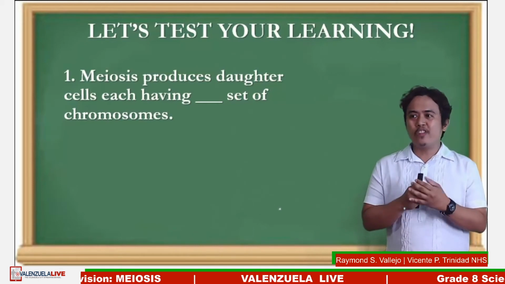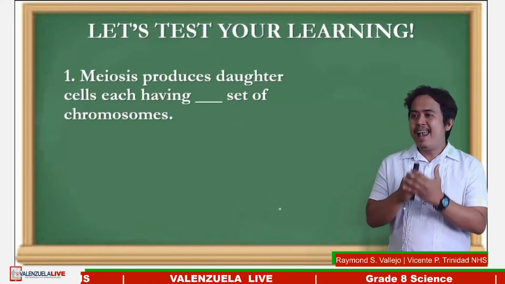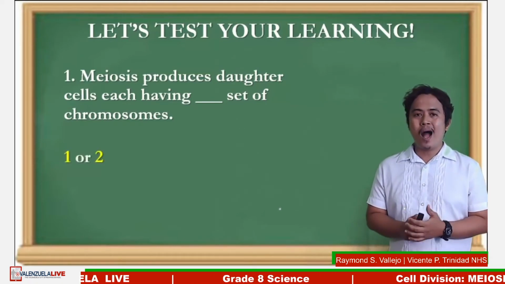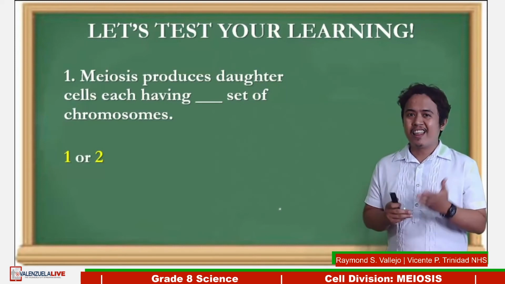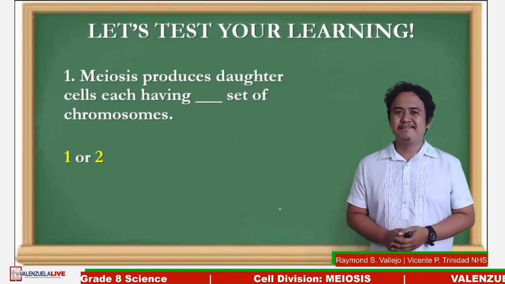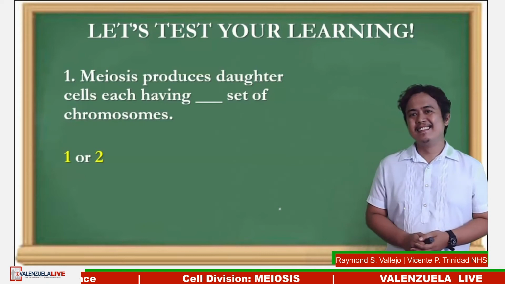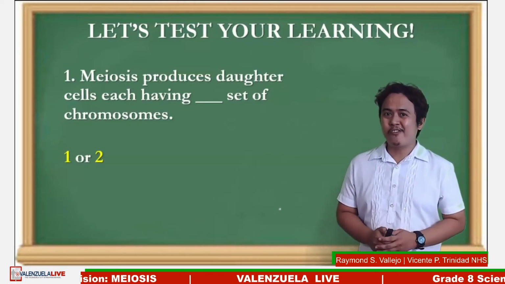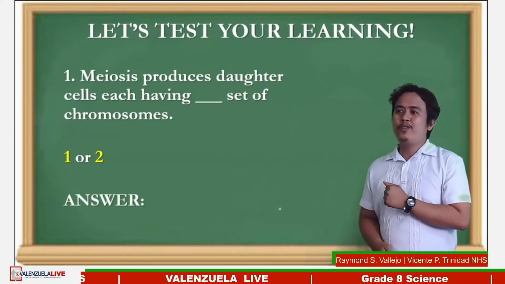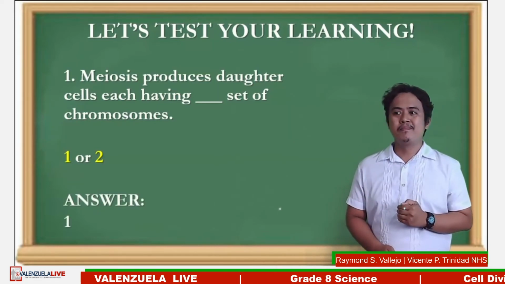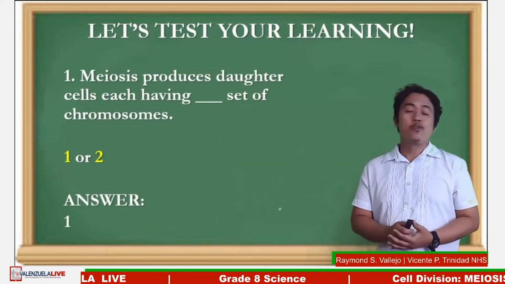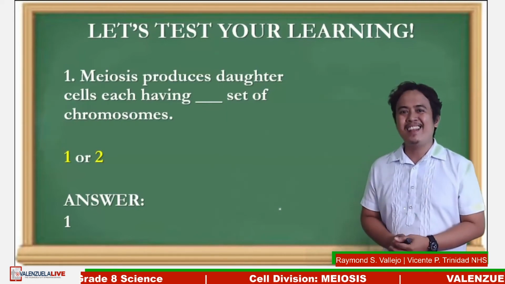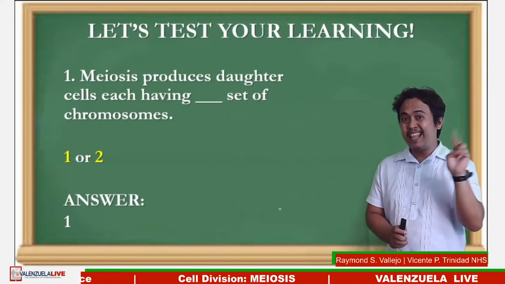Meiosis produces daughter cells, each having blank set of chromosomes. The choices are 1 or 2. Write your answer in the comment section. Let's see, what is the correct answer? Meiosis produces daughter cells having one set of chromosome, also known as haploid. I hope you got that correctly. Let us now proceed to the second item.